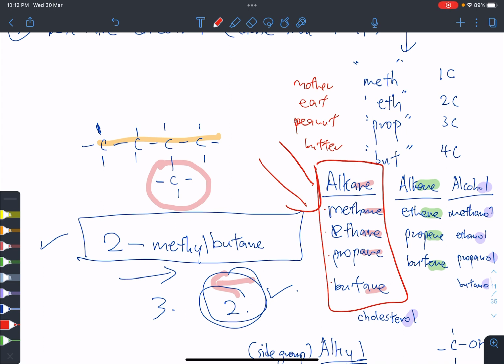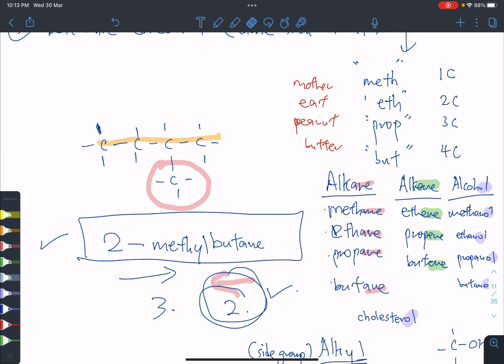Now you look at the green color one. Alkene, ENE. Ethene, ENE. Propene, ENE. Butene, ENE. Wow, mind-blowing. Yeah, so that's the pattern there. Alkane all ends with ANE. Alkene all ends with ENE. Alcohol all ends with OL.